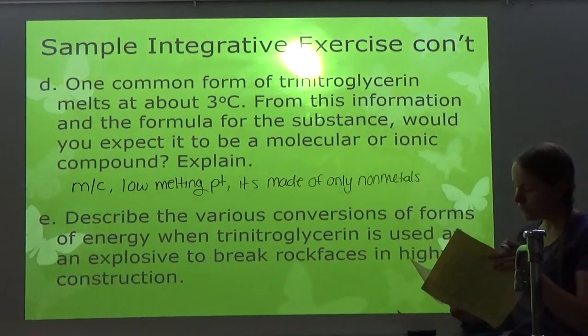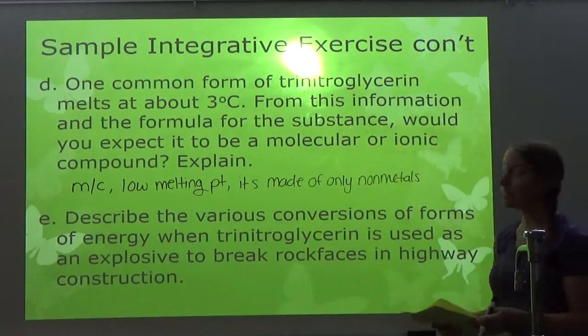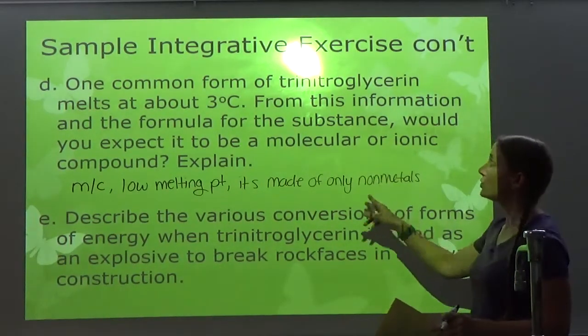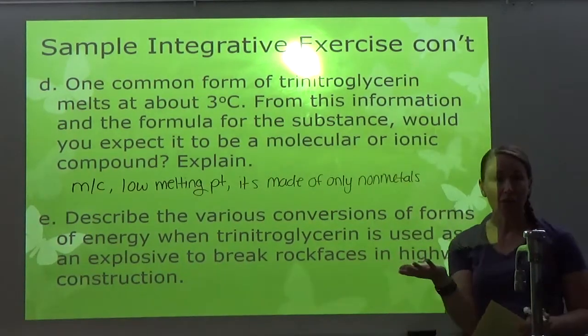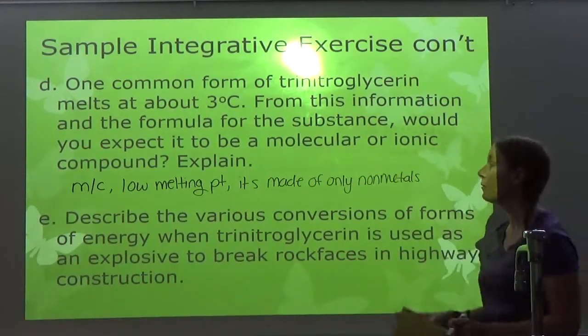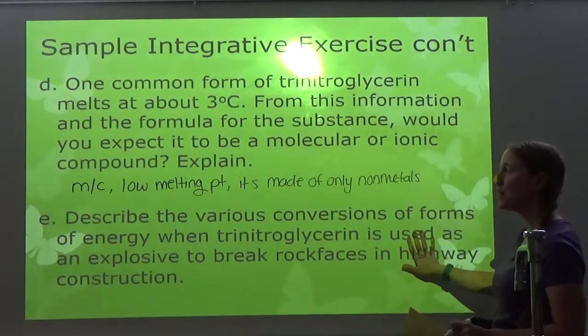It's C3H5N3O9. So it's carbon, hydrogen, nitrogen, and oxygen. Those are all nonmetals. So those are 2 reasons we would assume it's molecular and not ionic. Ionic tend to have high melting points and are a metal and a nonmetal. Alright, so last one, part E.